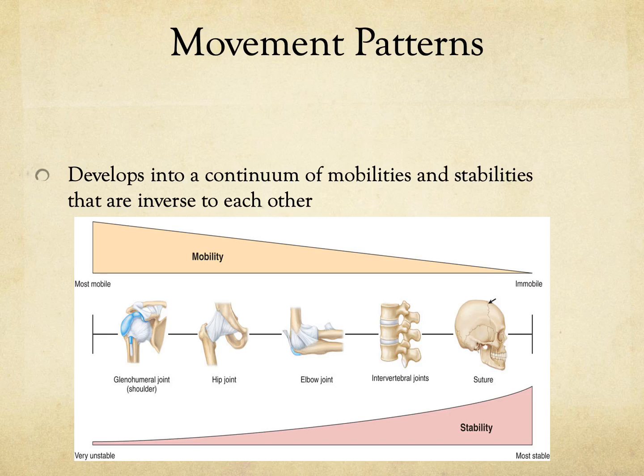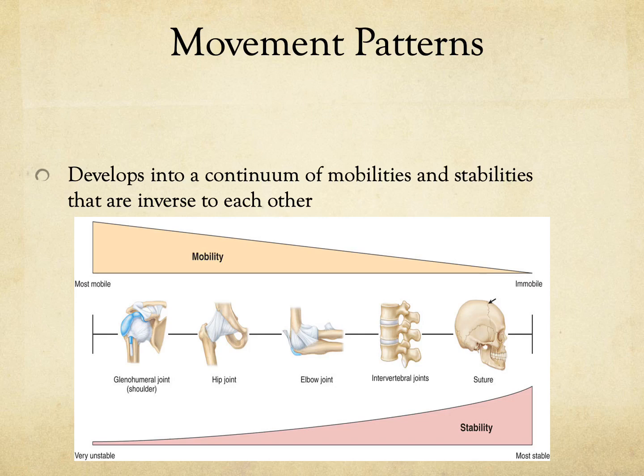Whereas the least mobile are the suture junctions that we see in between the bones of the cranium. Now, it's not immobile, meaning that there will still be motion that takes place. It's just that there's so little motion that there is such great stability between the articulations there. So as we increase stability, we decrease the amount of motion that we see. And as we increase the amount of motion that we see, we decrease the stability.